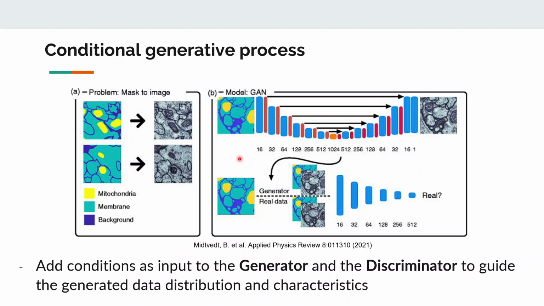So you can condition the generative process. Instead of starting from random numbers, you can tell the model that you're going to generate the data based off of this information. Please fill in the pixels for the mitochondria, pixels for the membrane, pixels for the background, so that it fits onto this condition and it looks realistic. So the generative process can be conditioned. You can guide it toward a certain output.